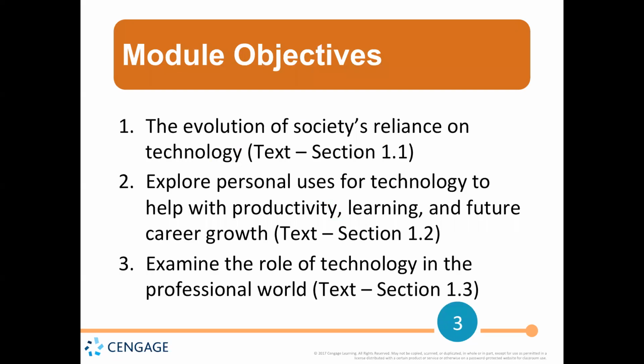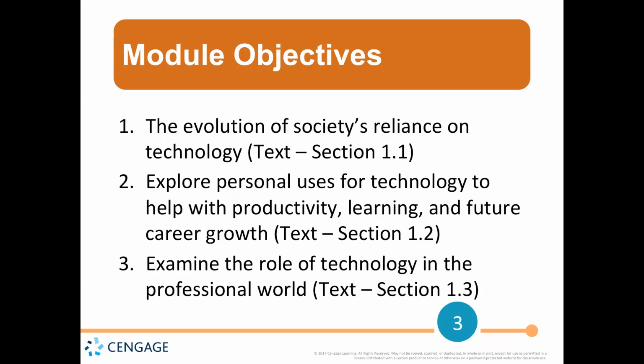So there are 3 objectives for this one. First, to look at the evolution of society's reliance on technology. That's covered in section 1.1 of the text. The second is to look at personal uses of technology and see how they help with productivity, learning, and career growth. That's in section 1.2. And finally, we're going to take a brief look at the role of technology in the professional world, which basically just means it's everywhere. That's in section 1.3. So this video will cover section 1.1. I'll have a second and third video probably that'll cover sections 1.2 and 1.3. We'll see how long this takes.